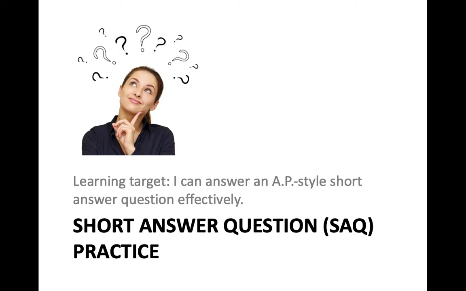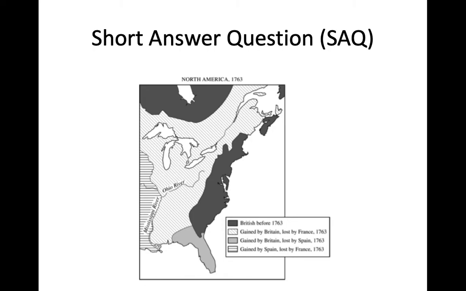Anyway, here's a quick debrief for the short answer question that you were assigned. The learning target for this brief presentation is that you'll be able to answer this particular AP style short answer question effectively. This is the map in the short answer question. As you can see, it's basically a map of the end of the French and Indian War. 1763 is when that war ended, and this was the territory that was gained by the British from the French at the end of the French and Indian War.